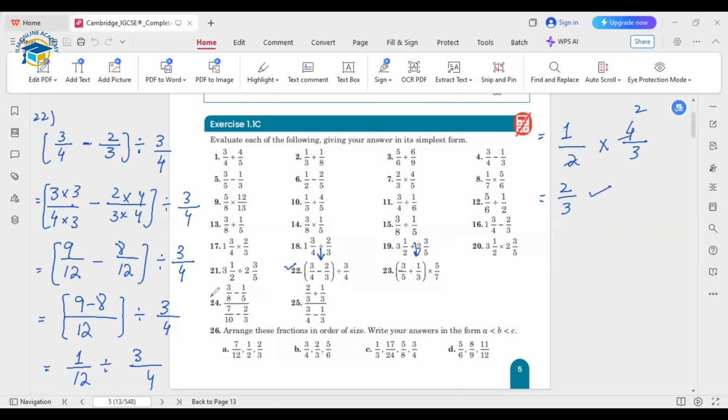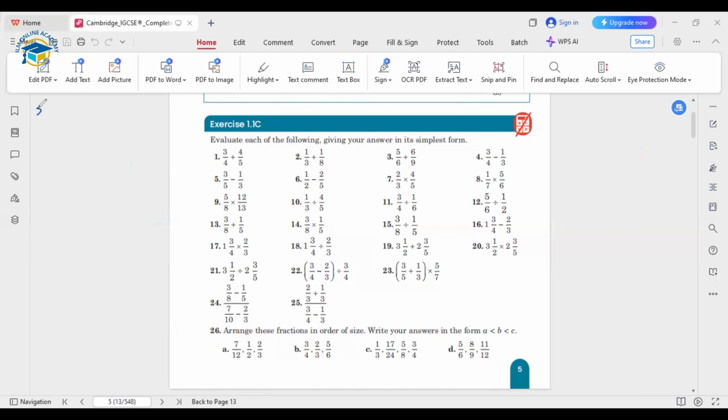Okay, students, after that, you can see we have this 24 part in which they gave two fractions that are being subtracted in the numerator and two fractions that are being subtracted in the denominator. For this kind of question, we need to deal with the subtraction of the numbers in the numerator and denominator, and then we will further simplify. So let's see how we will do this.